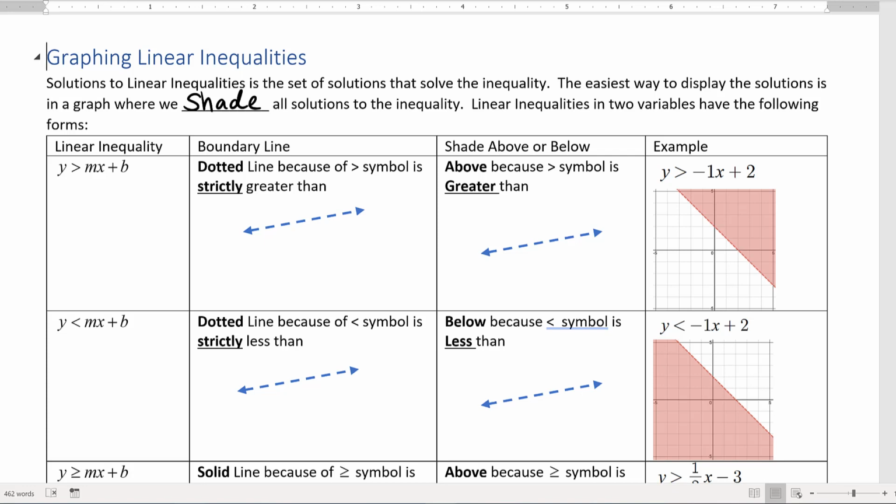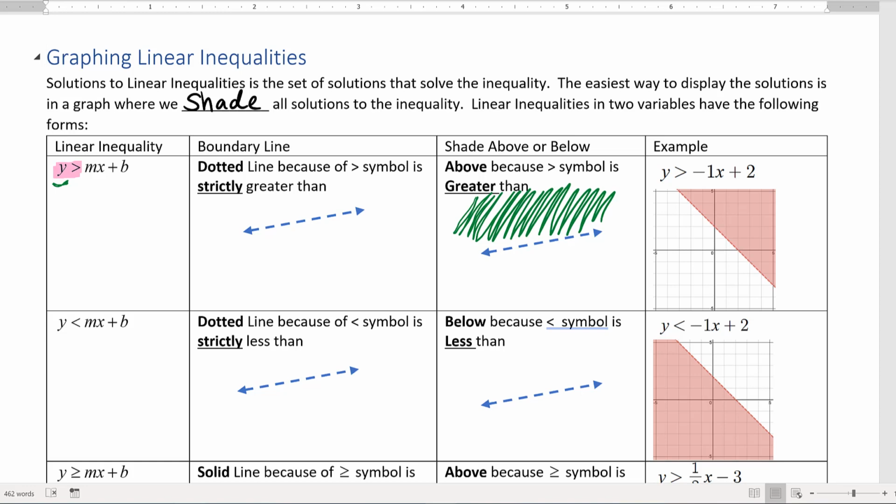If we have y is greater than mx plus b, then that gives us a dotted line, and we're going to shade above because y is greater. Each one of these forms is in slope-intercept form, so it's always compared to y. So if y is greater, and y is above or below, in this case greater is going to be above, so we're going to shade above.